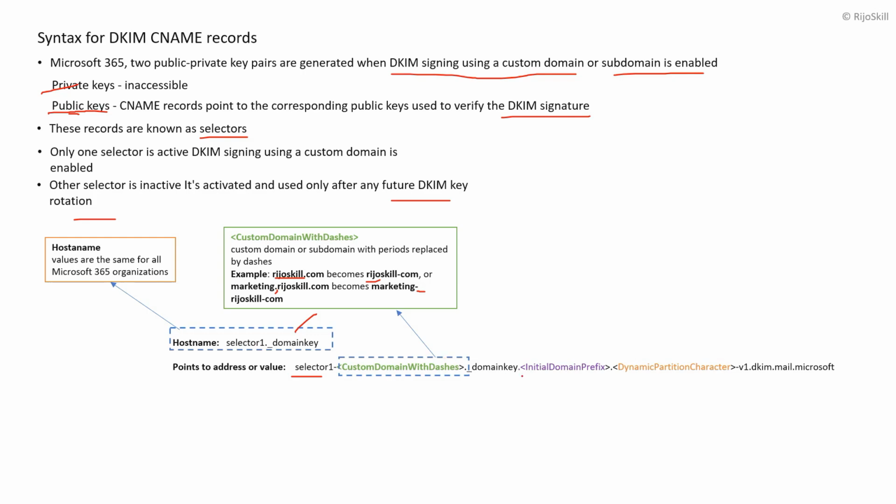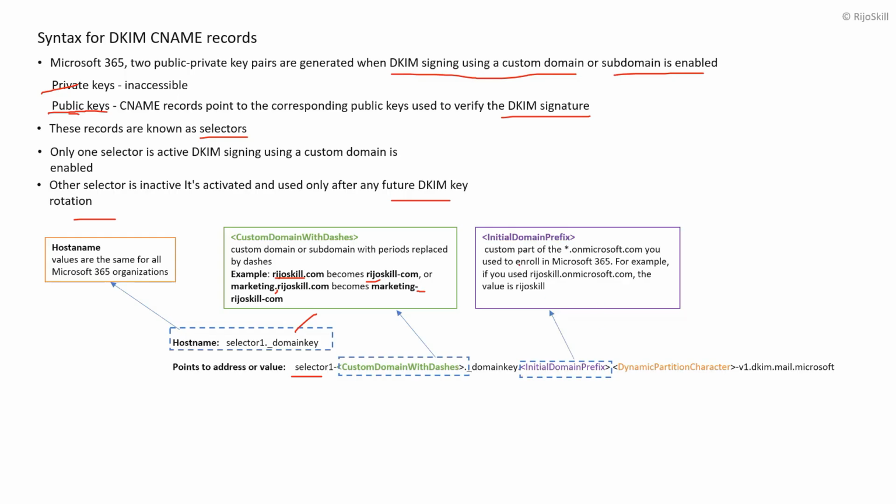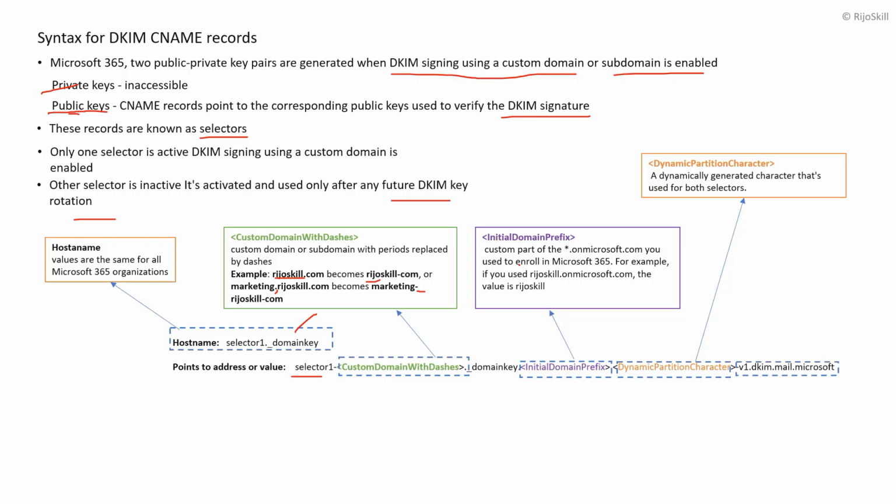Another one is the domainKey, the initial domain prefix. The initial domain prefix is the part of your start.onmicrosoft.com domain used to enroll in Microsoft. For example, if you use rejoskill.onmicrosoft.com, the value is rejoskill. Then there are dynamic partition characters, dynamically generated characters that are used for both selectors. Next is dkim.mail.microsoft. V1 is the current CNAME format version, used for both selectors.